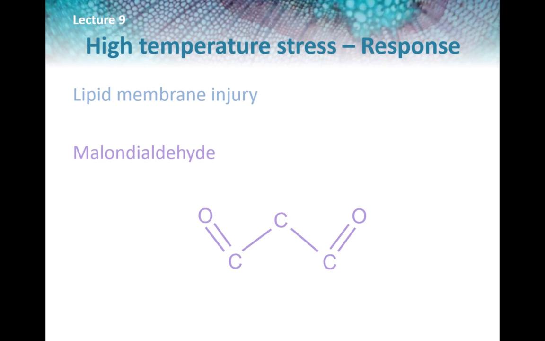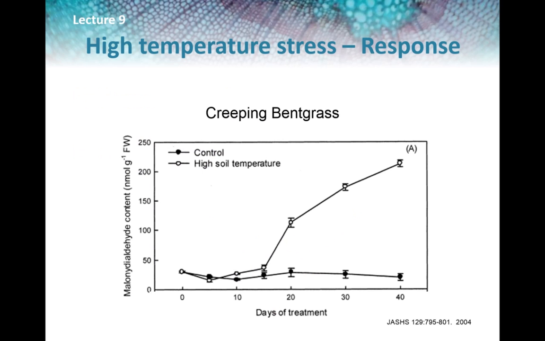Malondialdehyde, or MDA, is another indicator of membrane lipid breakdown. MDA can be measured using a colorimetric assay. This example from turf grass exposed to high temperature stress shows elevated malondialdehyde levels associated with the heat stress treatment. Collectively, ethane and MDA assays indicate that breakdown of membrane lipid is associated with acute heat stress injury in a number of plant species.